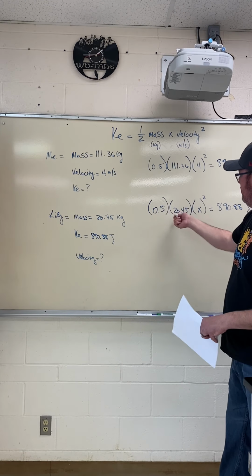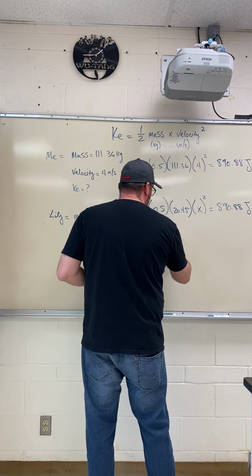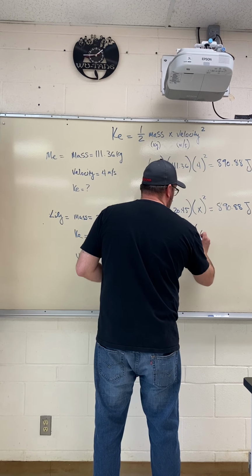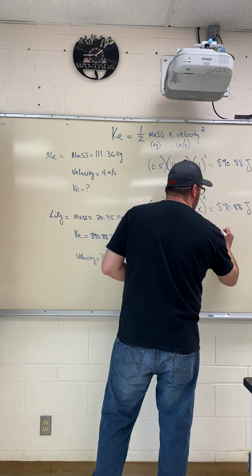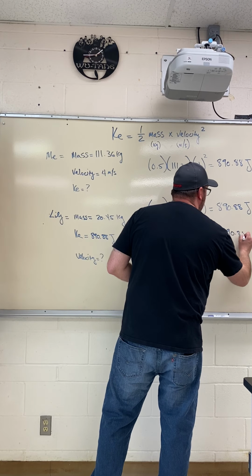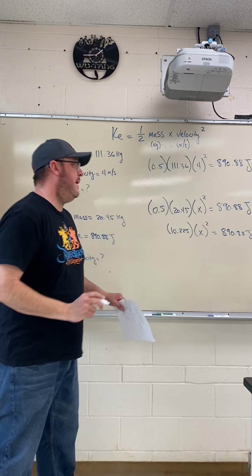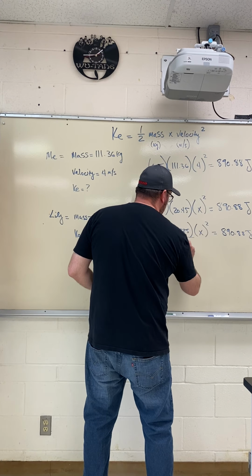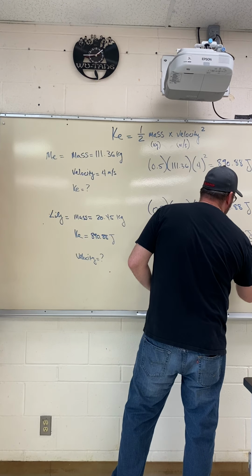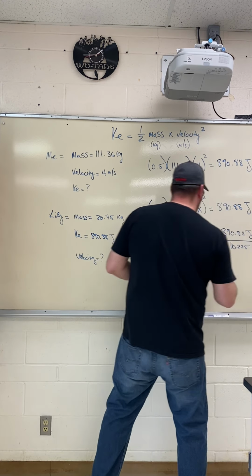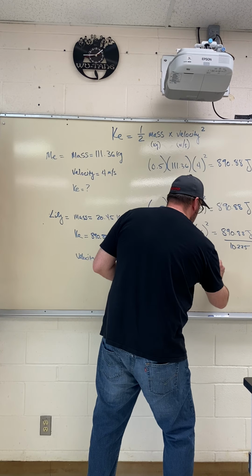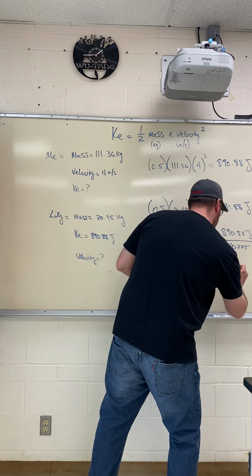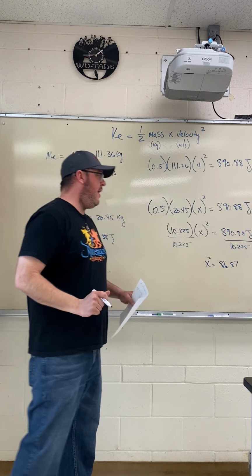So I'm going to take 0.5, multiply it by 20.45, and I'll end up with 10.225 times x squared is still equal to 890.88 joules. So again, I'm going to isolate that x squared, so divide by 10.225, and now x squared is going to equal 86.87.